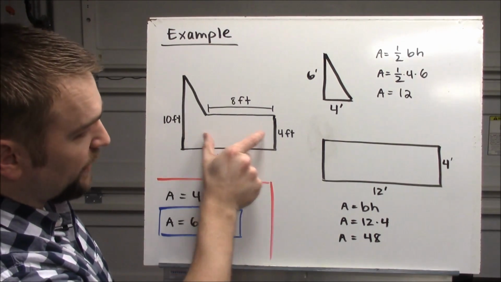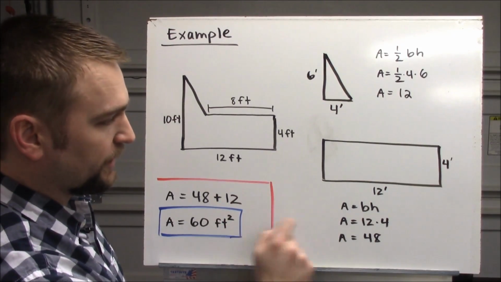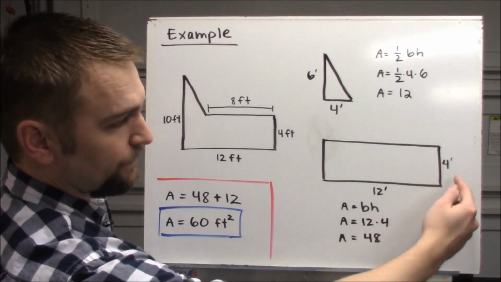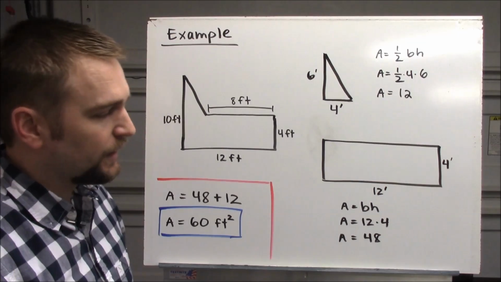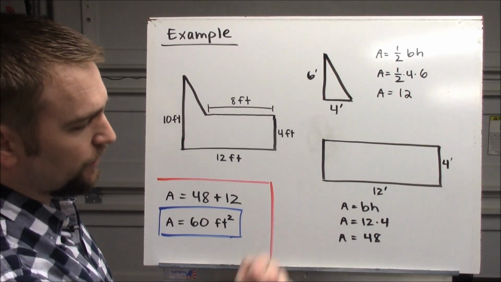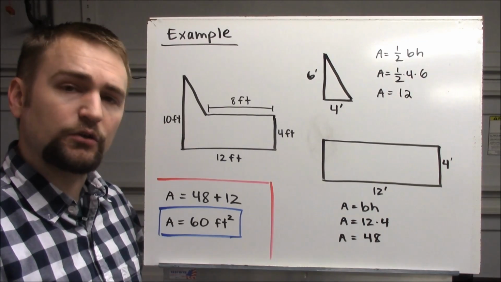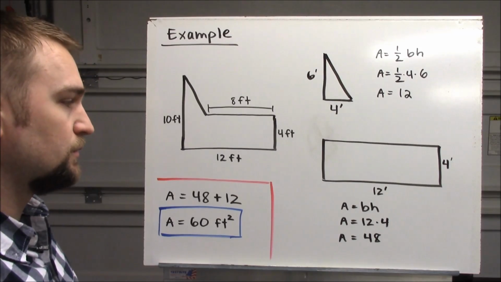Now, when I take this rectangle over here and I break that apart, it's kind of nice because that's labeled for me. Sorry, the base is 12 feet and the height is 4 feet. So when I plug in my information, I have the area equals base times height. I plug in my info, area equals 12 times 4. And my area is 48 square feet.